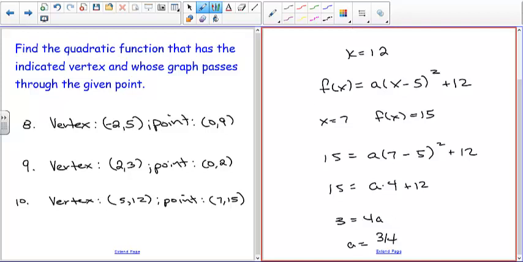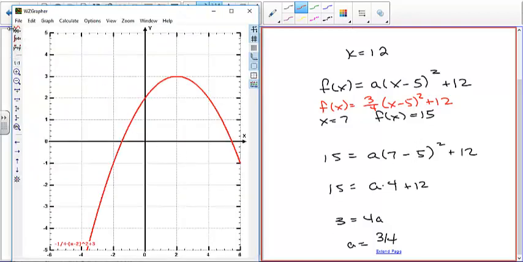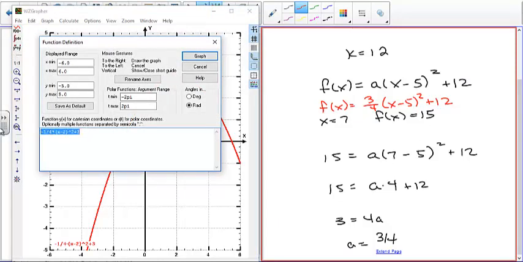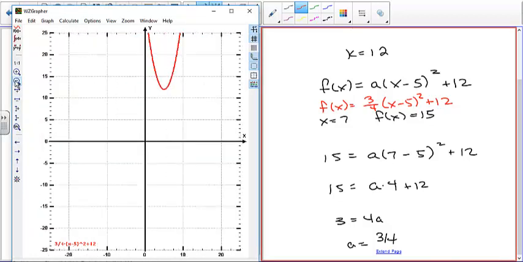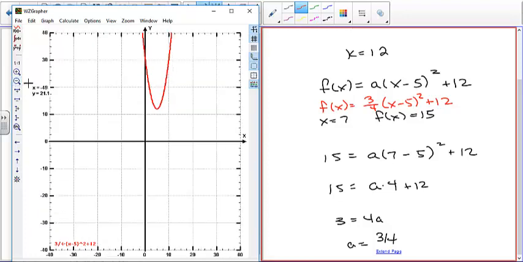So we go up here and substitute in. So you get 3/4 times x minus 5 quantity squared plus 12. And let's plot that thing. So 3/4 times x minus 5 squared plus 12. And we have to zoom out a little bit. So there it is.